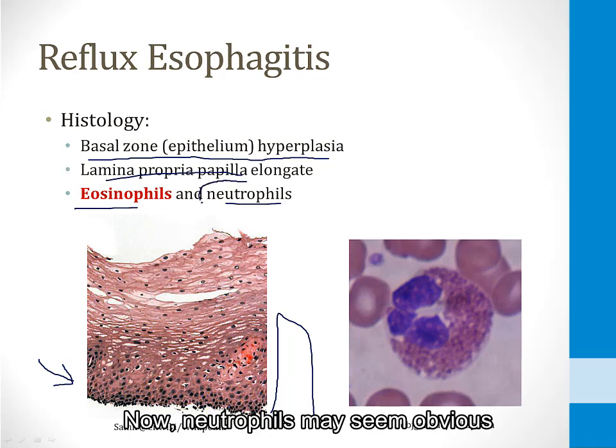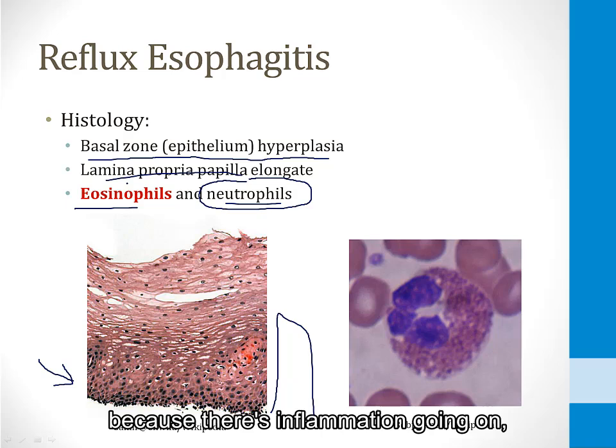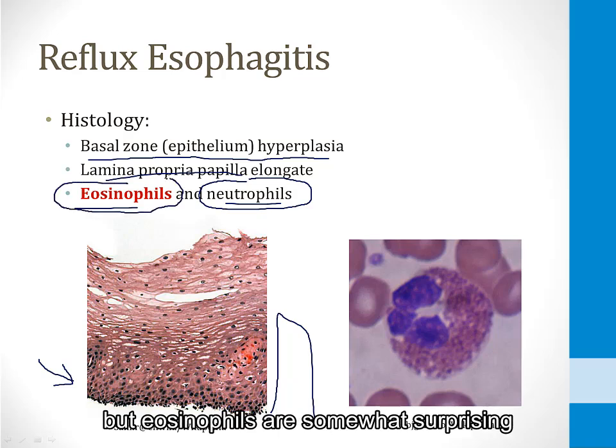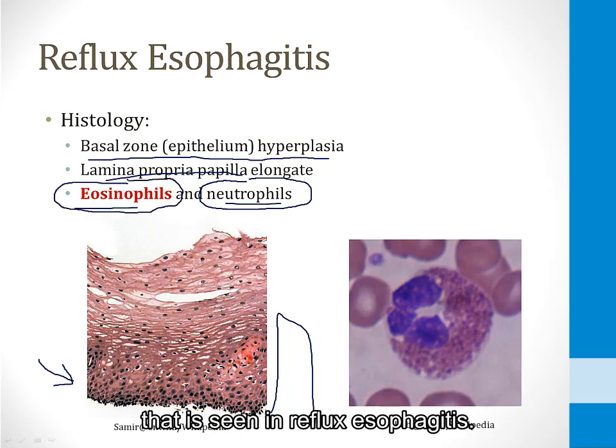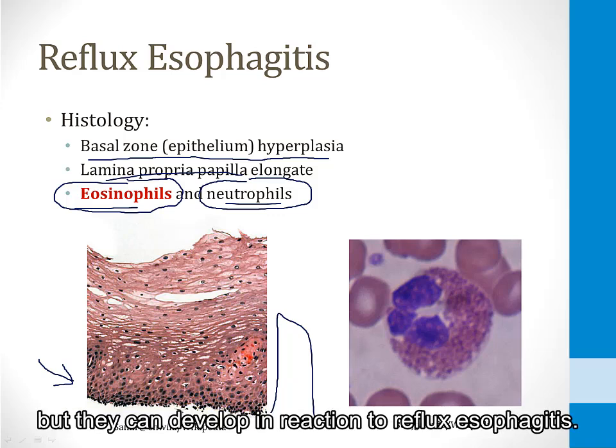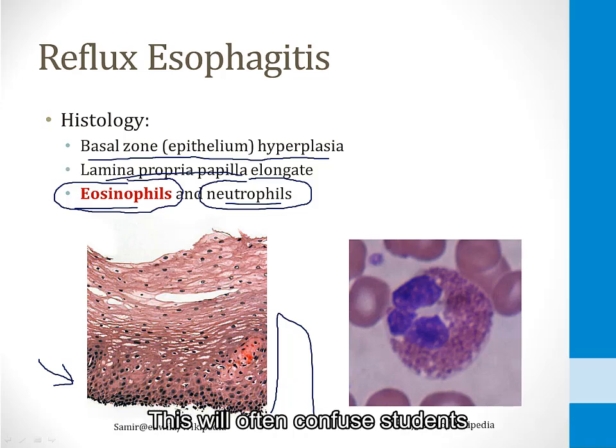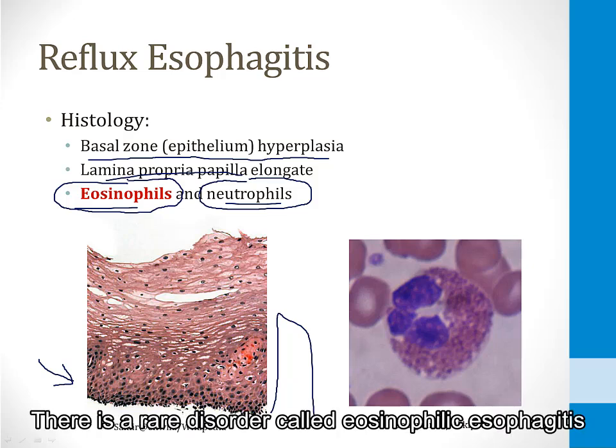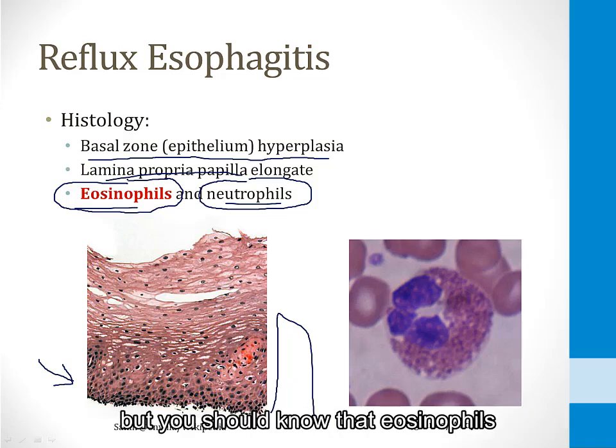Now, neutrophils may seem obvious because there's inflammation going on, but eosinophils are somewhat surprising, and they are a characteristic cell that is seen in reflux esophagitis. Normally there are no eosinophils in the mucosal layer of the esophagus, but they can develop in reaction to reflux esophagitis. This will often confuse students because they will think the presence of eosinophils indicates an allergic disorder. There is a rare disorder called eosinophilic esophagitis, which we'll talk about later, but you should know that eosinophils may also occur in the esophagus in response to esophagitis from reflux.